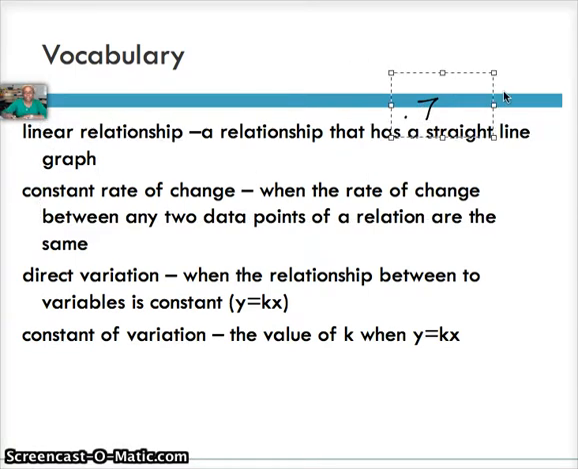All right, so another concept that we're going to talk about is a constant rate of change. It's when the rate of change between any 2 data points on a relation are the same. You're always going to see a constant rate of change when you have a line. So if I take a line and I consider any 2 points on the line, and consider the ratio of going up and over, remember we talked about rate of change was the change in y over the change in x.